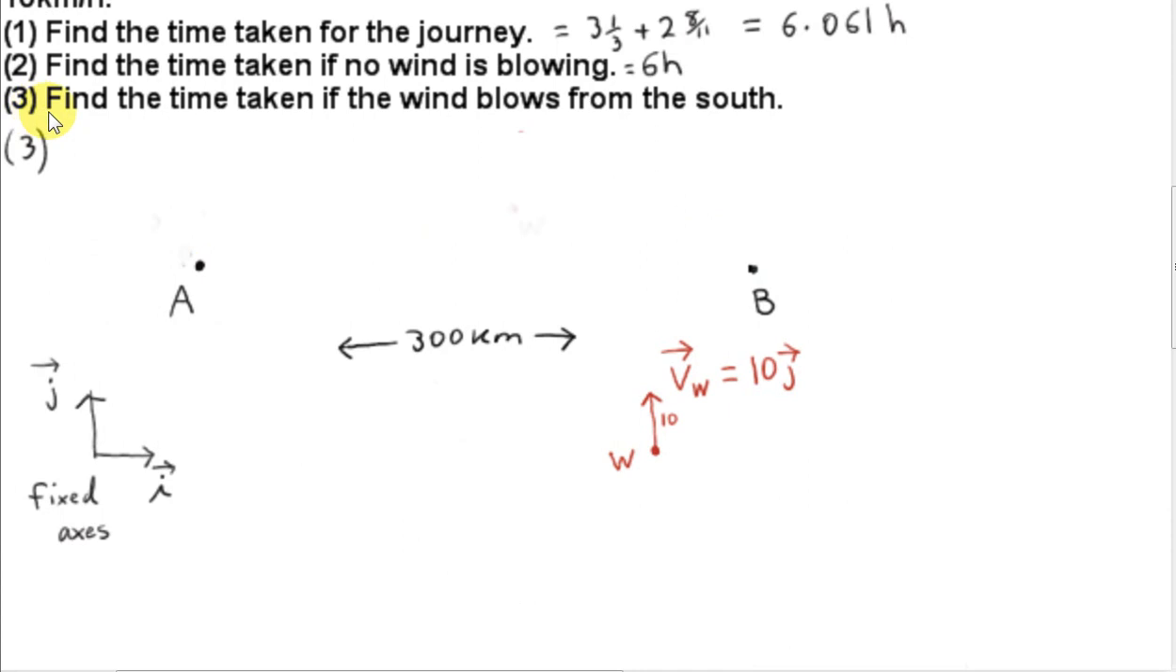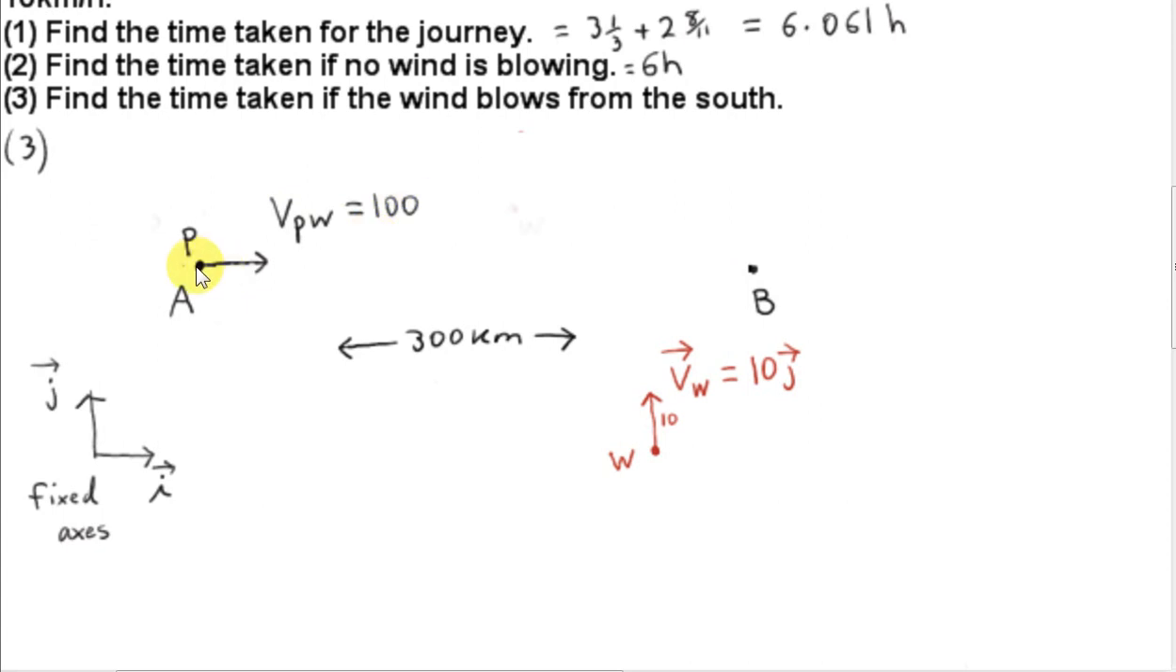Now in question 3, we are going to consider the situation where the wind is blowing from the south. In this case, we are assuming that the wind has the same speed as before, a speed of 10 kilometers per hour, but it's blowing with a constant velocity of 10 j as the plane flies from A to B and back again. So, as before, the speed of the plane relative to the wind is 100 kilometers per hour.